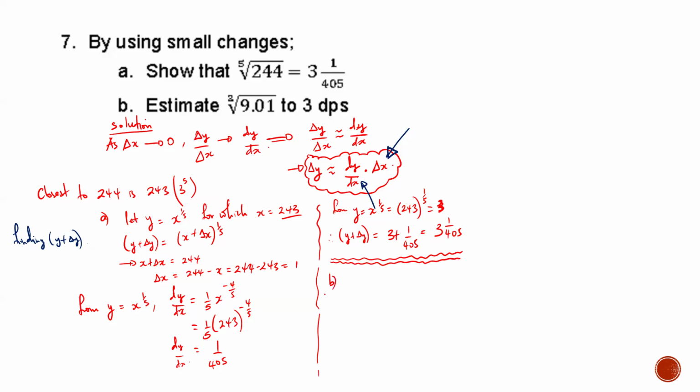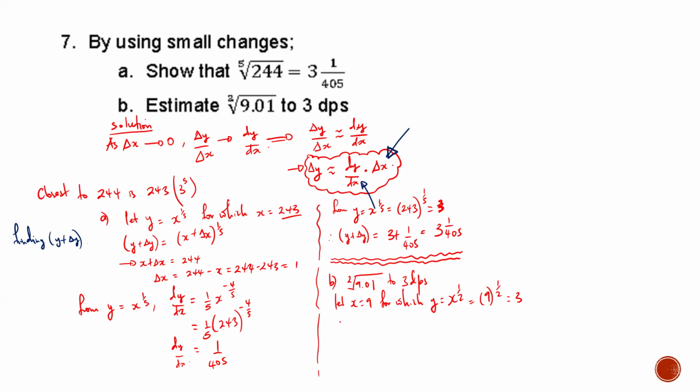Part B says estimate the square root of 9.01 to 3 decimal places. So again, it's the same idea. We are going to look for a square that is close to 9.01. And of course, when we think about it, 9 is the closest. So we can say let x equal 9, for which y is equal to the square root of x, which is 9 to the power half, and that is 3. That's why y is 3.